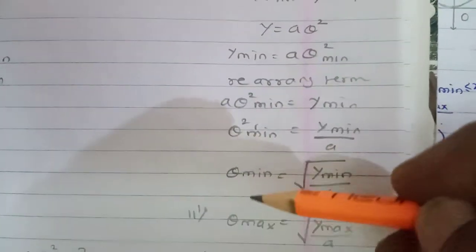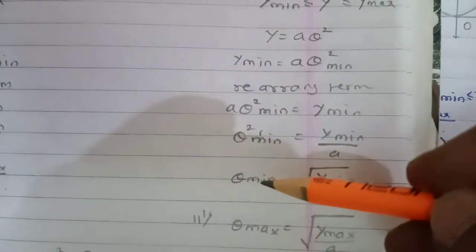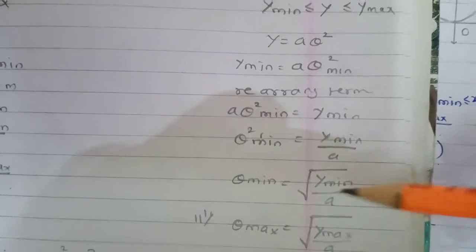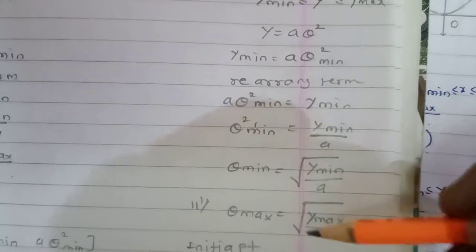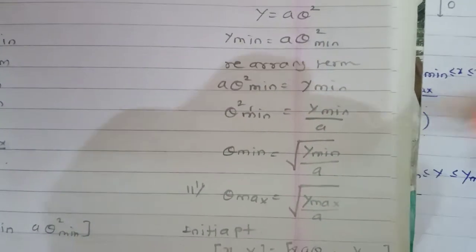Now similarly, for finding theta max, instead of min we write max. See here. So in this manner, we get theta max equal to square root of y max by a.